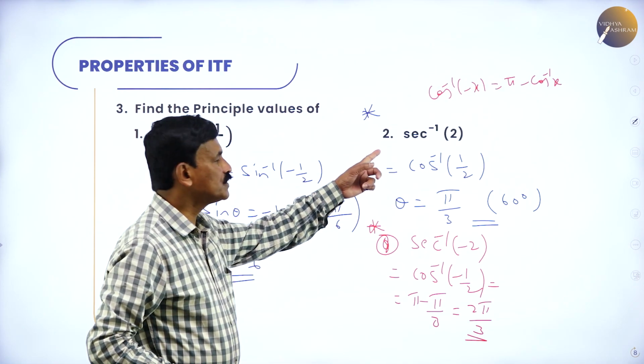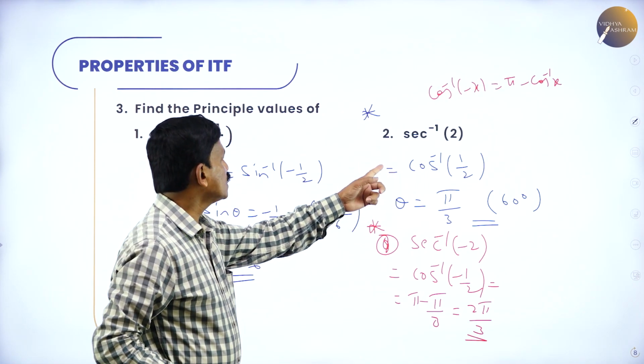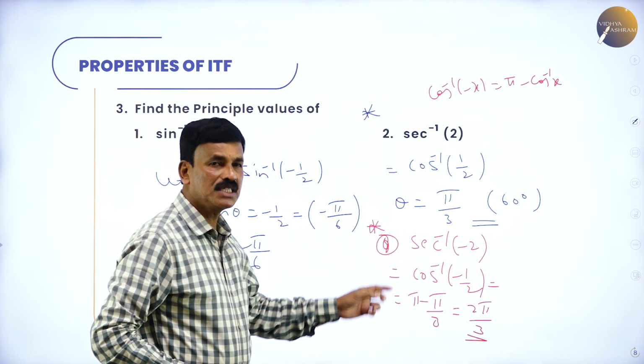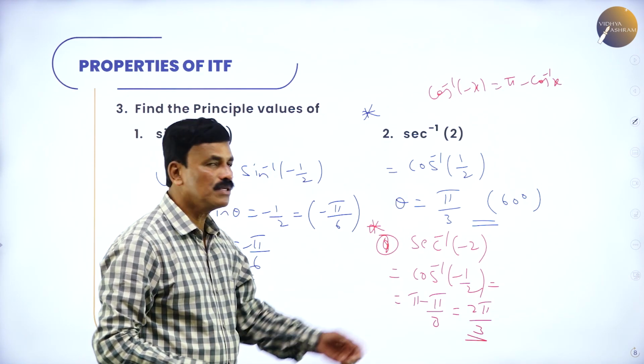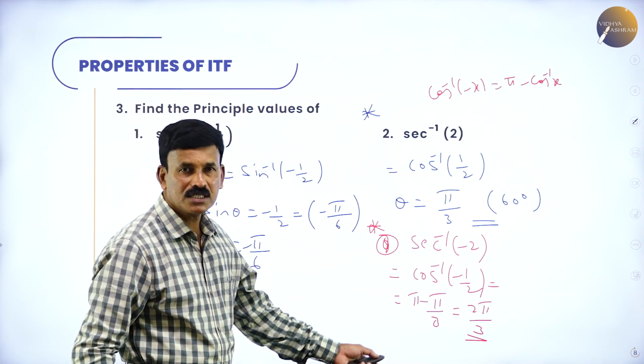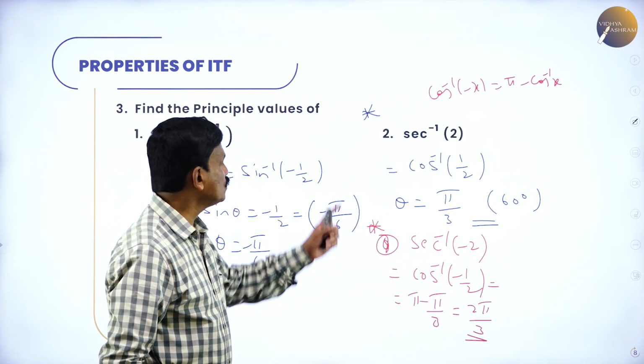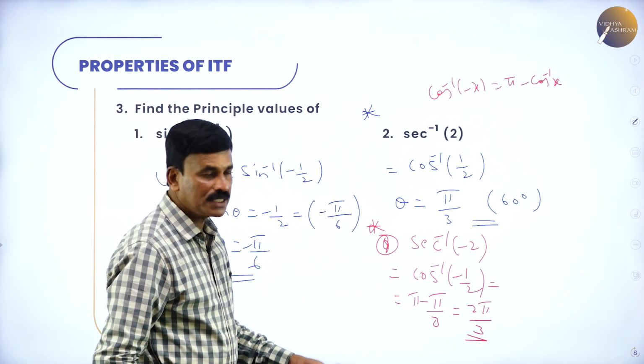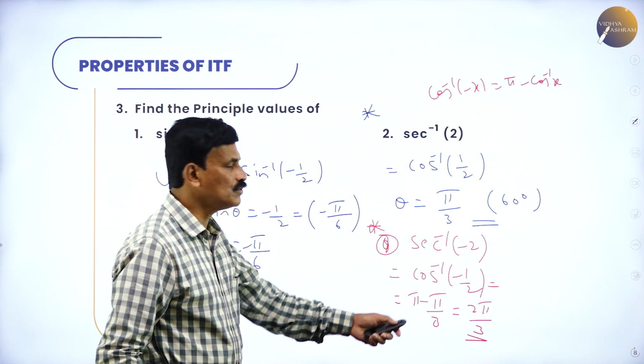So, secant inverse of plus 2 is pi by 3. Secant inverse of minus 2 is pi minus pi by 3, which is 2 pi by 3. So, this is less than 90 and this is greater than 90, which lies up to 180 degrees, that is 0 to 90 and 90 to 180.